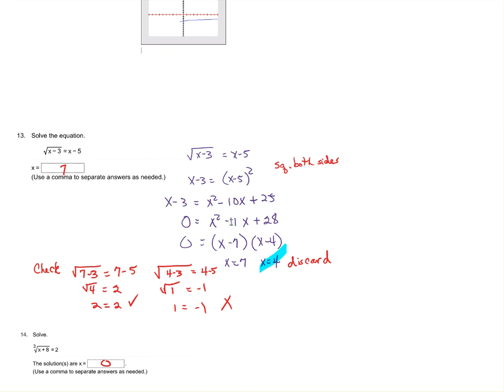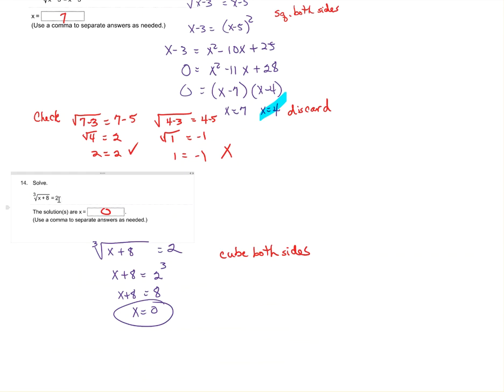We're going to subtract x. We're going to add 3. So now here's our quadratic that we want to solve. We get x minus 7 times x minus 4, which gives us x equals 7, x equals 4. When you test them, 7 works, 4 does not. We come up with square root of 1 equals negative 1, which is not true. So we discard that one. Only put the 7 in your answer box.